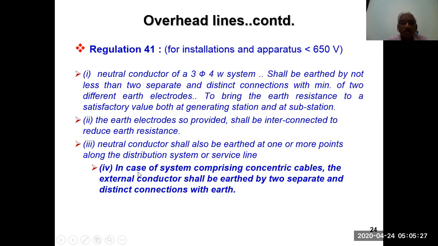The sixth one is, in case of a system comprising concentric cables, the external conductor shall be earthed by 2 separate and distinct earth connections. What we call the armor also has to be earthed separately.